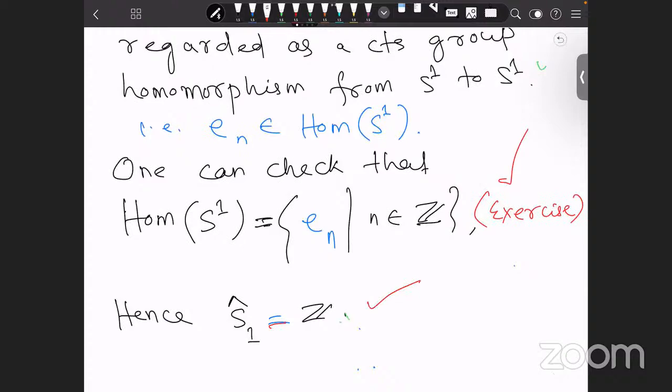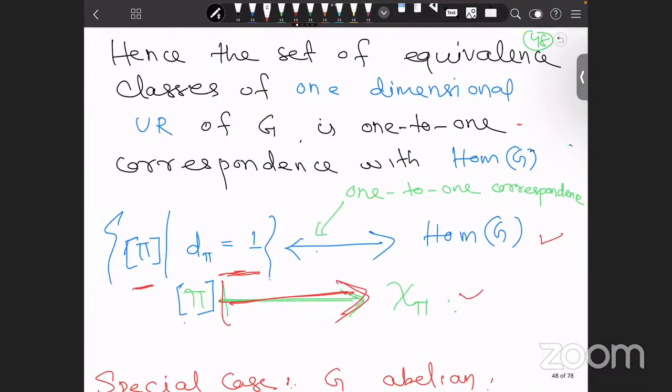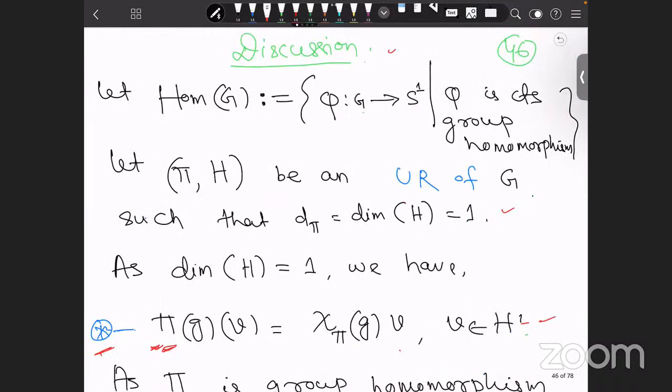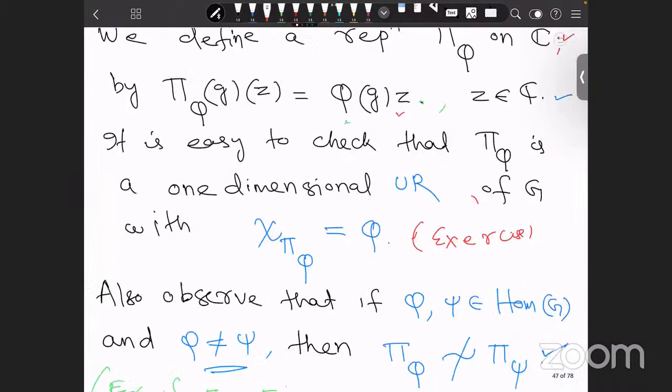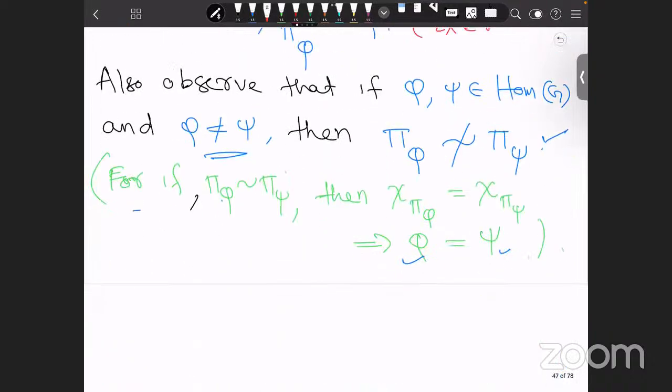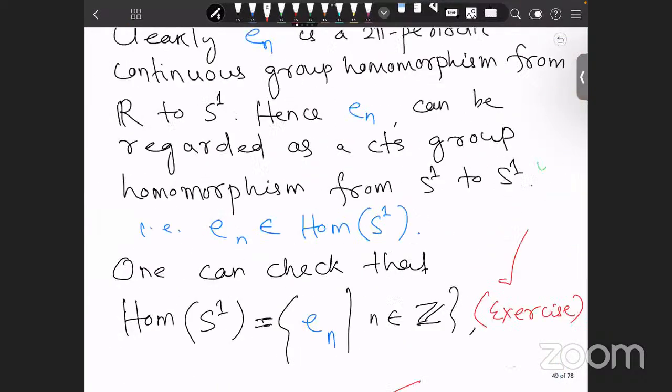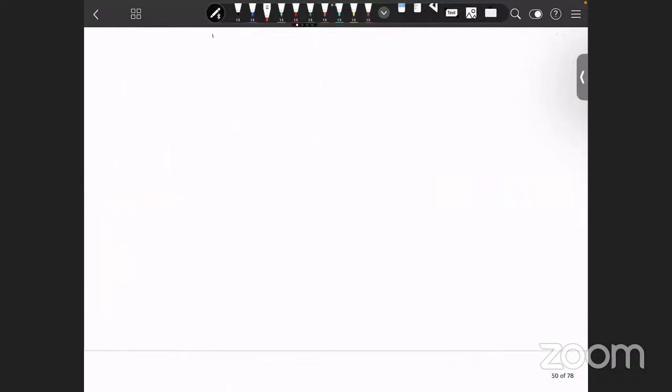And one thing I should tell you: this Hom G is a group. There is a natural group structure on Hom G. But probably Professor Mahanti sir has talked about those things. So S1 hat is Z.